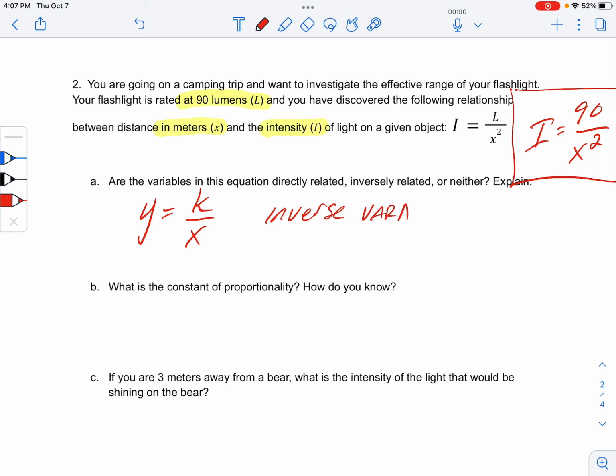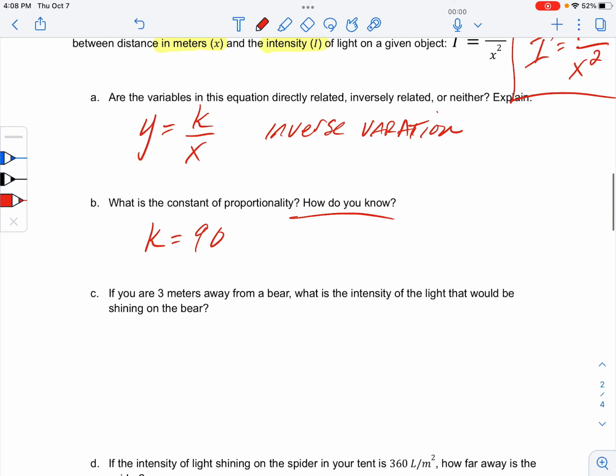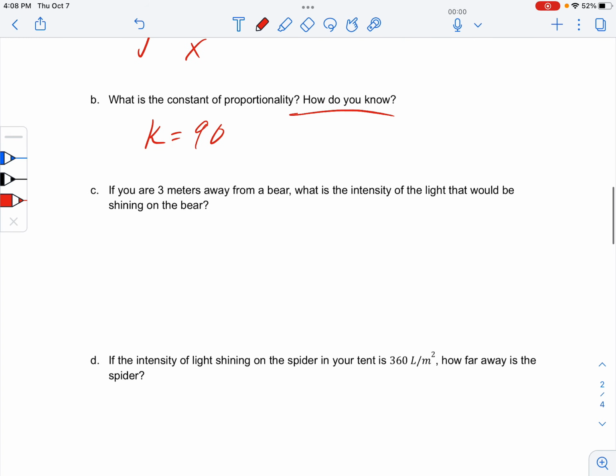Inverse variation, and again, variation. Again, you can just say so, because it looks exactly like this form that we know is inverse variation. Constant of proportionality, k value, it's that number in our equation. In this case, that number is 90. K is equal to 90. And we know that k is the constant of proportionality, and in our equation, k is replaced by 90. So you'd want to say something about that.